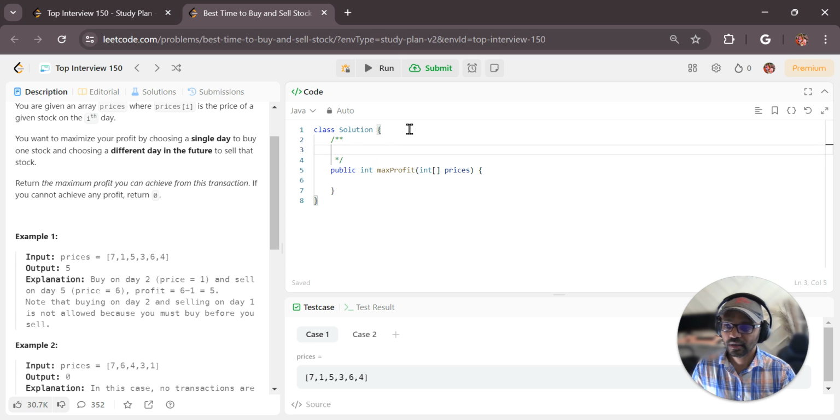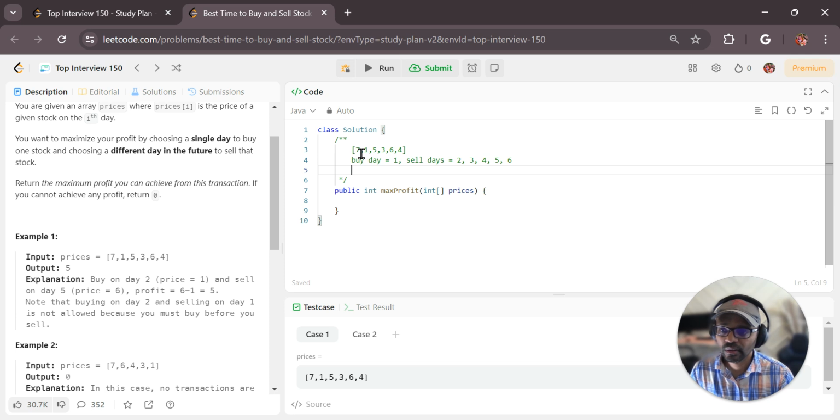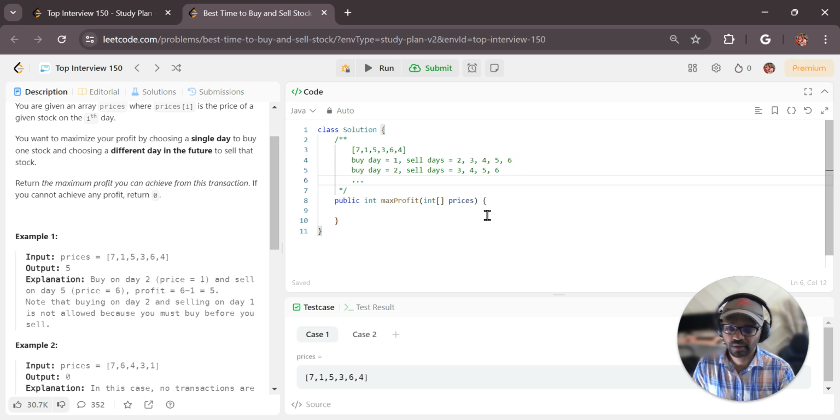So just to illustrate that a little bit more, in this particular prices array, we would take all combinations for buy day and sell day. So if buy day is 1, then sell days are 2, 3, 4, 5, and 6. And for each of those combinations, we say, what's the profit? And we keep track of max profit. Similarly, if the buy day is 2, then the potential sell days are 3, 4, 5, 6, and so on and so forth. And we just evaluate the profit for each of them and keep track of max.